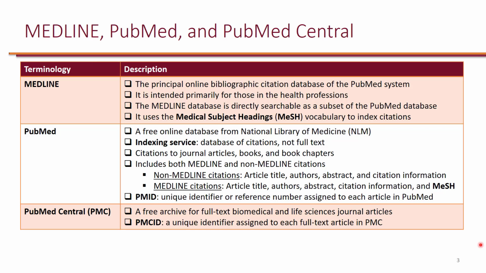And the third thing that you need to know is PubMed Central, which is different from PubMed. PubMed Central is basically a free archive for full text articles. And just like every article on PubMed comes with the PubMed ID, every full text article on PubMed Central comes with the PubMed Central ID. So you can use the PubMed Central ID to locate these articles. And I'll show you how this looks.